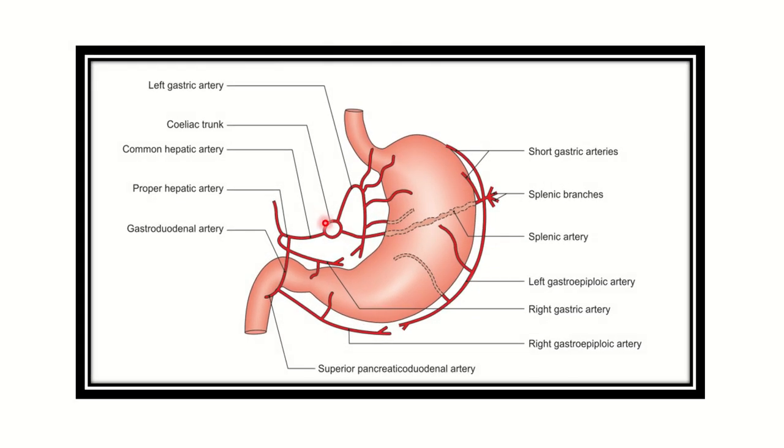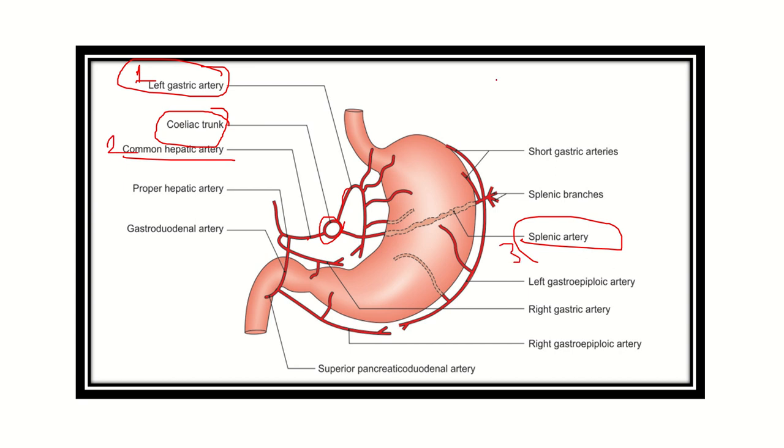Here we can see this is the celiac trunk, and it arises from the abdominal aorta, and it is the anterior branch of the abdominal aorta. After arising, it gives some important branches. First of all, here we can see this is the left gastric artery. Then this branch is the common hepatic artery, and the third one is the splenic artery. So the celiac trunk gives the left gastric artery, common hepatic artery, and the splenic artery.